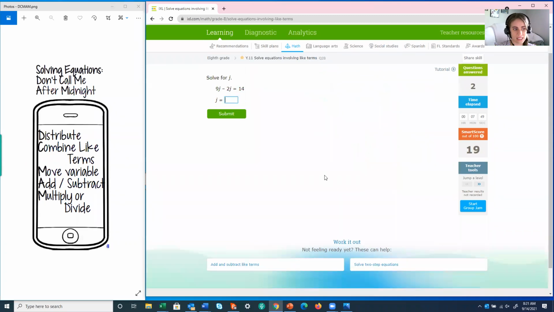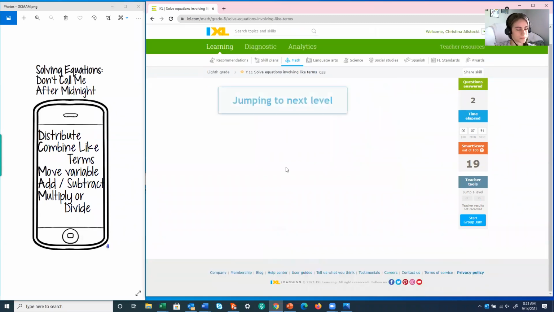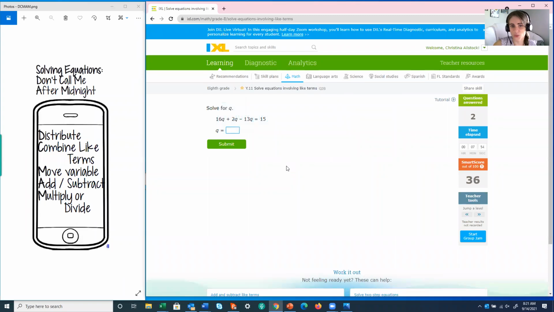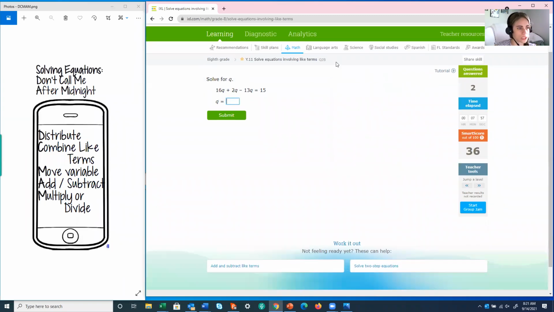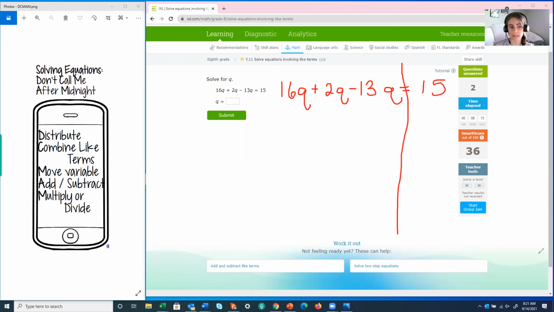All right, let's step it up a notch here. Ooh, this is a good one. We are going to solve for Q. Let's rewrite our problem again. 16Q plus 2Q minus 13Q equals 15. And I'm going to go ahead and just start off with drawing that line through my equal sign. Not a very good line. That's okay. Such is life.